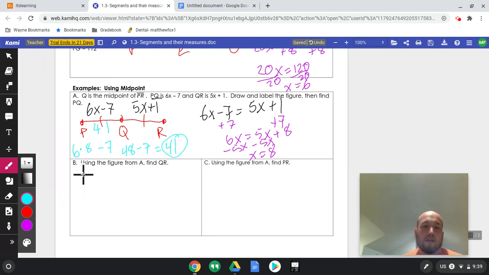Now, on letter B, it says using the figure from A, so from up here, find QR. QR is this side. Two options. You can plug it in here. 5 times 8 is 40, plus 1 is 41. Or you should have already known that these two were the same because this is the midpoint, Q, so both sides are the same here. So we know it will also be 41. And now our final one, it says using this figure, find what PR is from P to R. Has to be those two added together, so 41 plus 41 gives us 82.